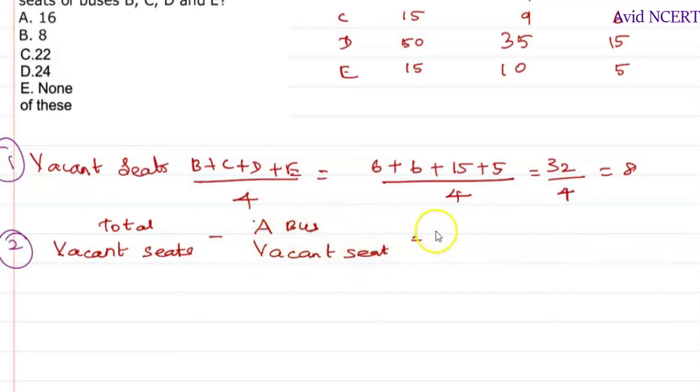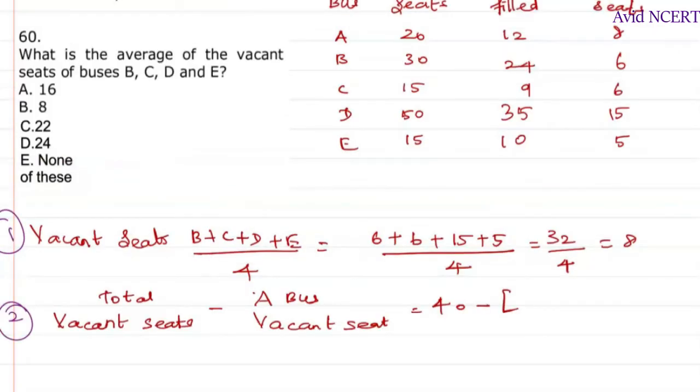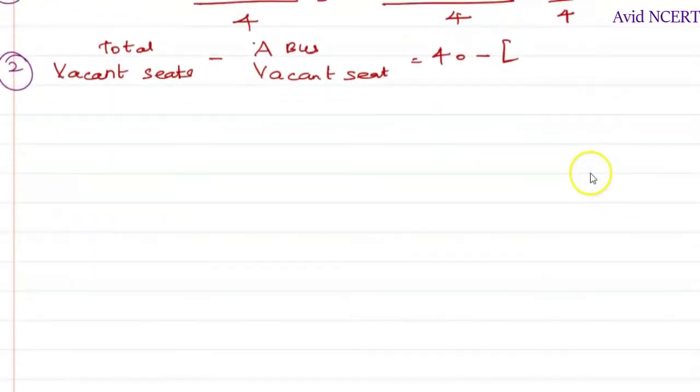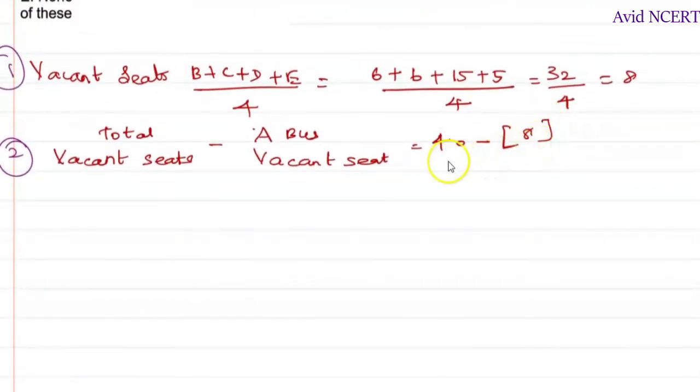So total vacant seats here equals 40 minus the vacant seats of bus A, which has to be found here. 60% of 20 is 60 divided by 100 times 20, or 6 times 2, which is 12. So the filled seats are 12, and the empty seats are 20 minus 12, which is 8. So 40 minus 8, divided by 4, since they are asking for the average, you have to divide by 4. Which equals 32 divided by 4 equals 8.